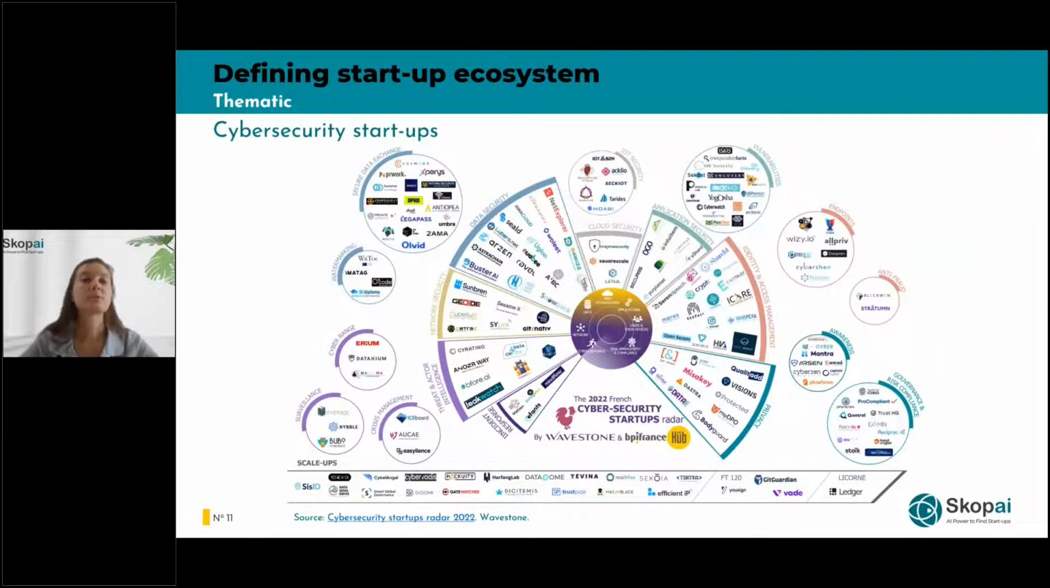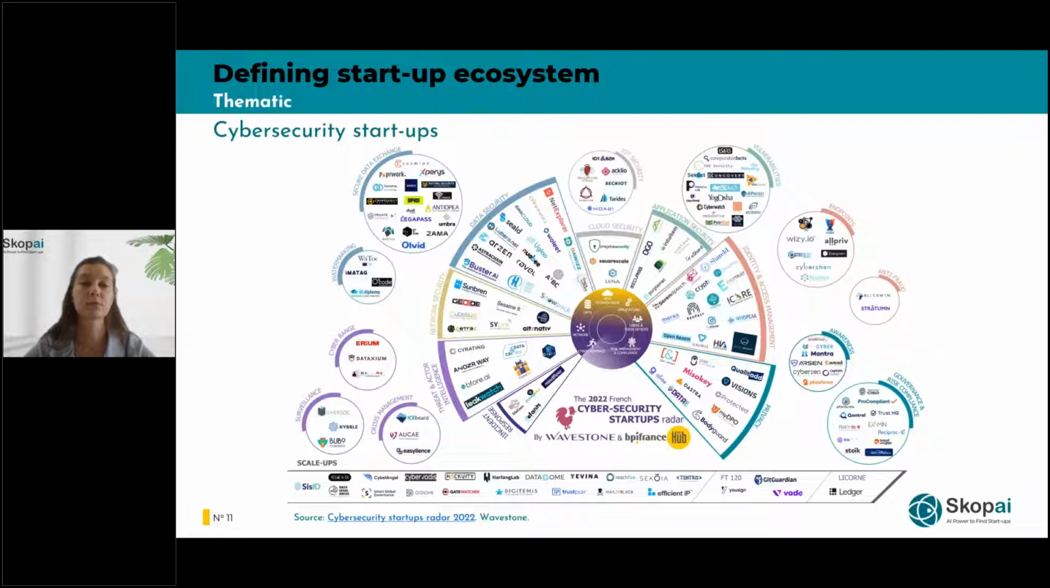There are two broad types of startup ecosystems. The first one that you see on the slide is the example of a thematic ecosystem. And the example is on cybersecurity startup, a report developed by Wavestone and BP France Le Hub. This is a mapping of cybersecurity startups, which are divided into 8 larger groups, such as, for example, data security, network security, cloud security, or privacy.